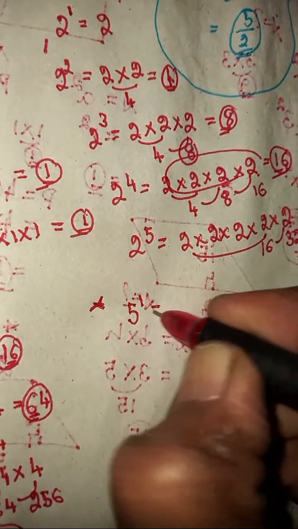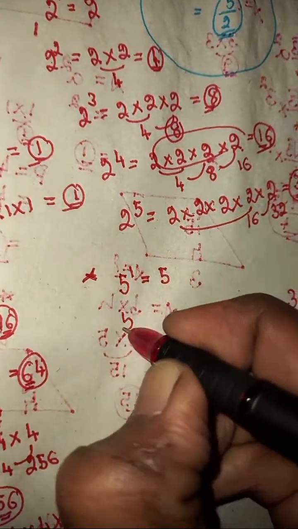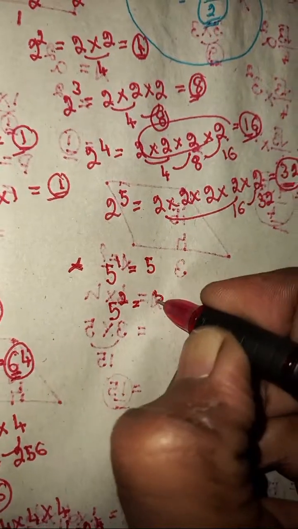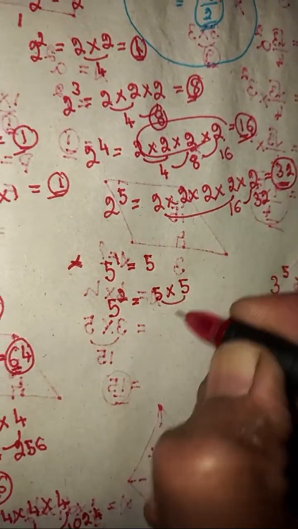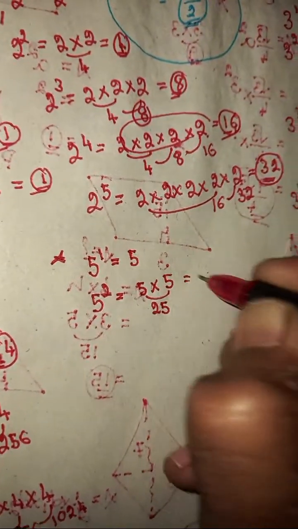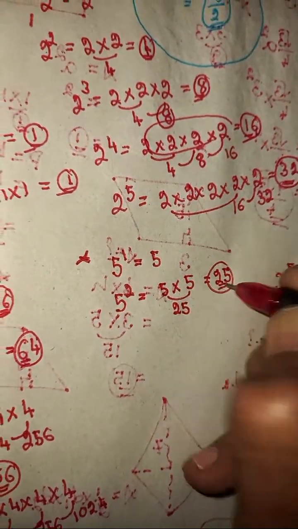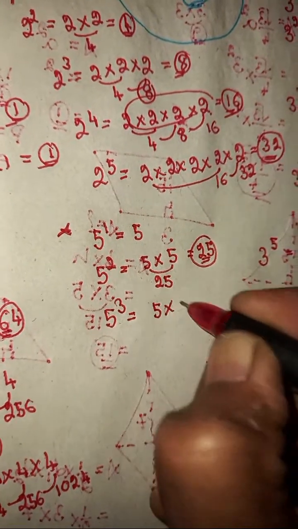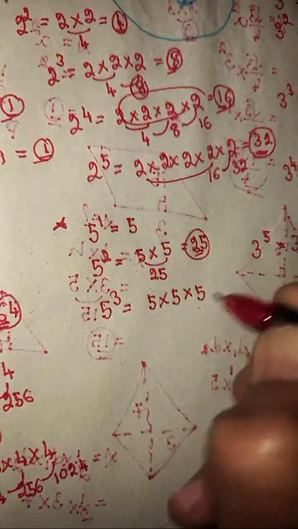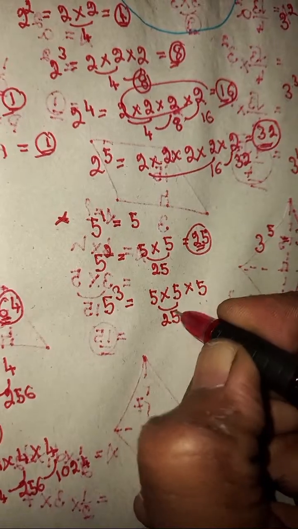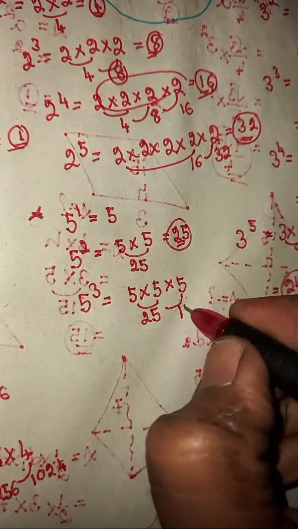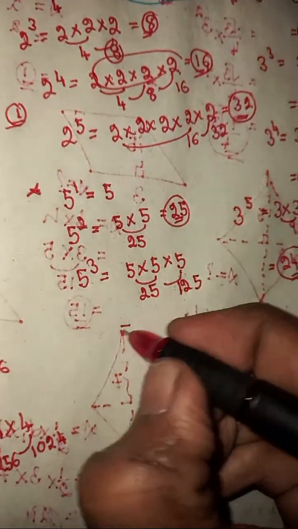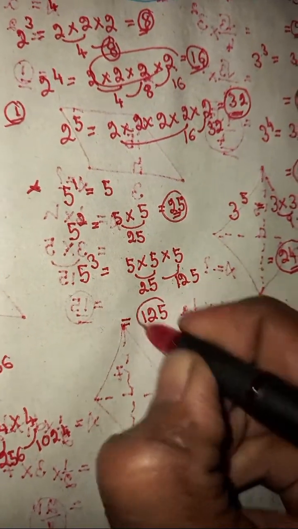5 power of 1 remains as 5. 5 square becomes 5 times 5. 5 times 5 is 25. So it remains as 25. And now 5 cube. 5 cube is 5 times 5 times 5. 5 times 5 is 25. And 25 times 5 is 125. So this is equal to 125.